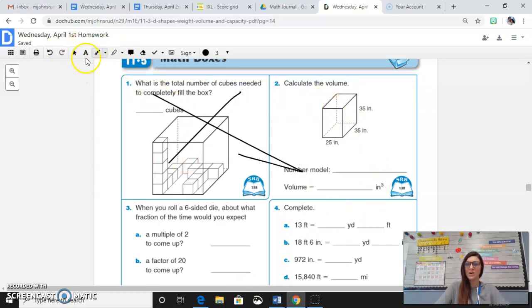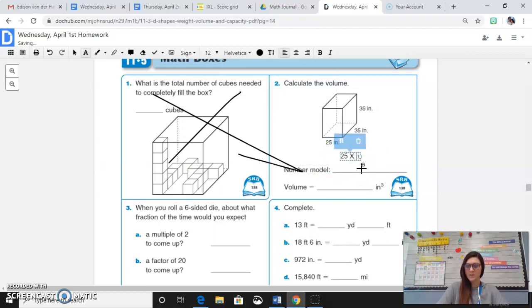Then number 2, it says calculate the volume. So for this one, you need to figure out what the volume is. If you do not remember, you need to go back in your Math MCA packet. In your Math MCA packet, I told you to just times the length, times the width, times the height, okay? So here, what you're going to have to figure out is, let me move this up a second.